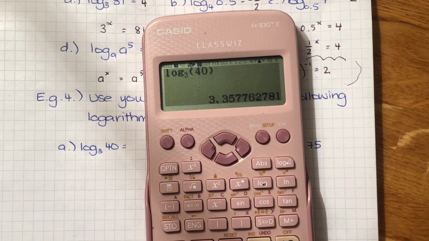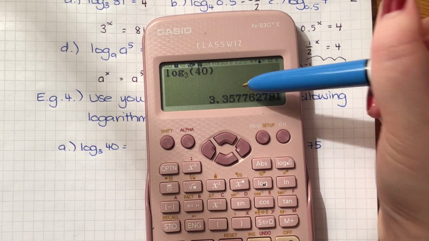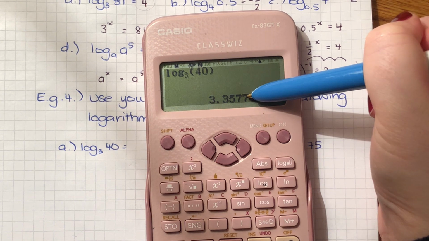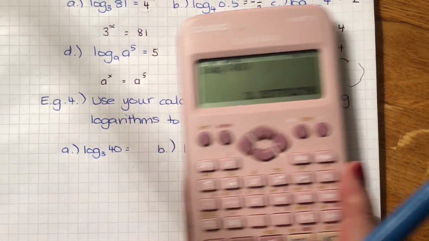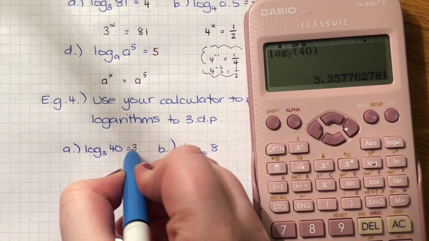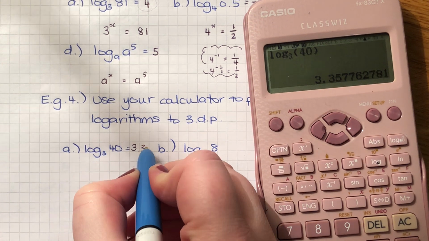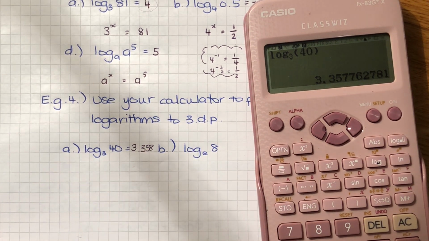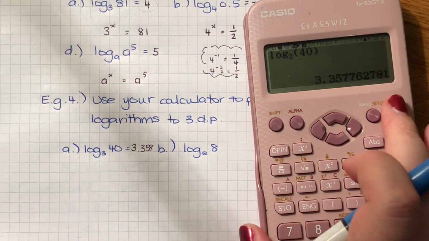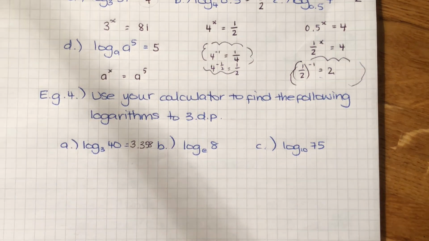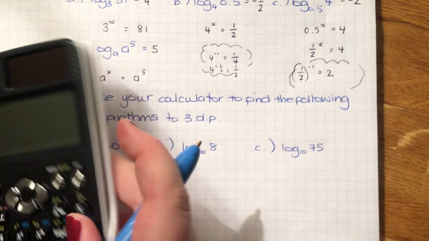Now the question says we need 3 decimal places, so I'm going to stop there. But the 7 after would round that up to an 8. So it's going to be 3.358. Okay, as easy as that. So for B, I'm going to do it on here.